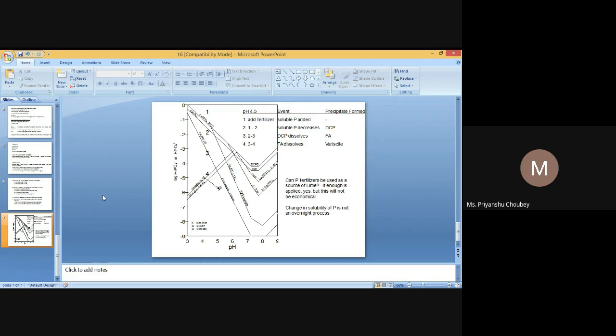Eluviation, illuviation. Eluviation is the process of removal or washout of soil constituents in suspension or solution by percolating water from the upper to lower layer, resulting in textural differentiation, which leads to horizon differentiation or development of soil.